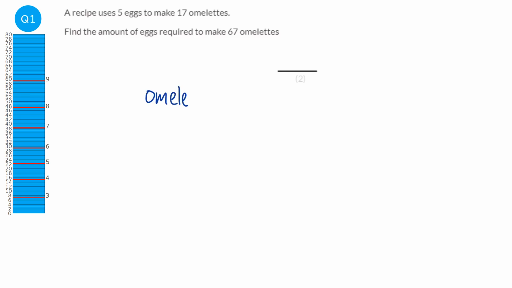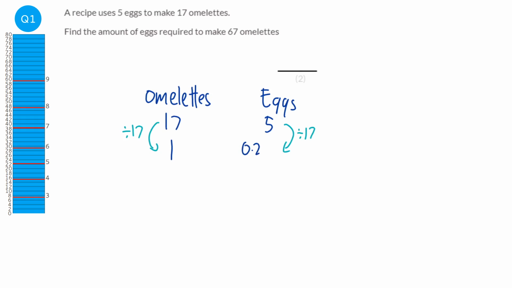So, we're going to track the amount of eggs to make each amount of omelette. So 5 eggs makes 17 omelettes. And we're just going to find out how many eggs are required to make 1 omelette. So we divide that by 17, divide both sides by 17. And so 1 omelette would be 0.294 and so on eggs.